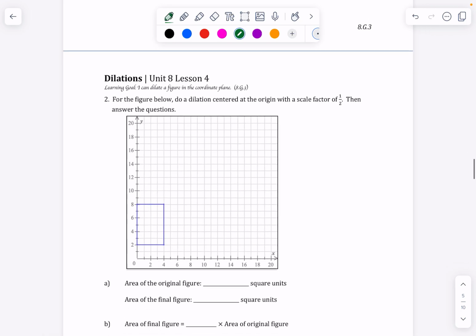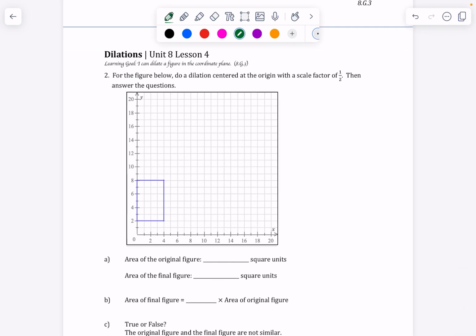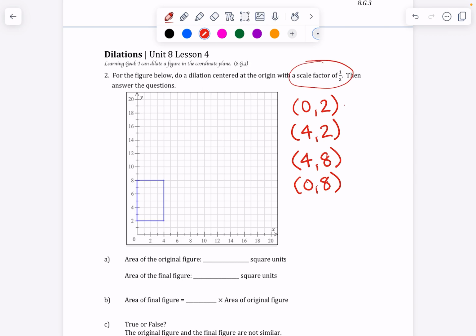Okay, next page. This one also will be on your homework, something similar. Let's first start by looking at the ordered pairs for the original shape. I got (0, 2), (4, 2), (4, 8), and (0, 8). I want you to use a scale factor of 1/2, so your shape is going to get half the size. It's going to shrink. So I'll multiply all these by 1/2 and get (0, 1), (2, 1), (2, 4), and (0, 4). Let's go ahead and put that on the graph.